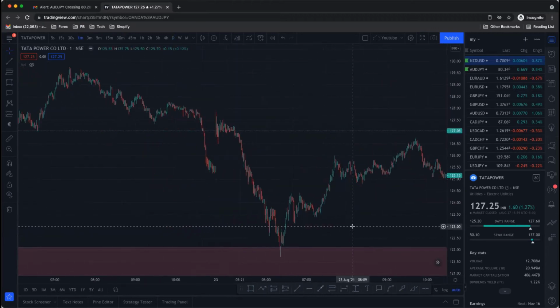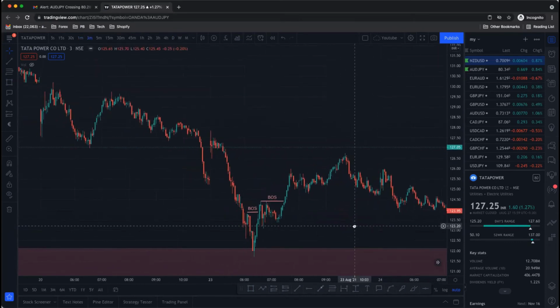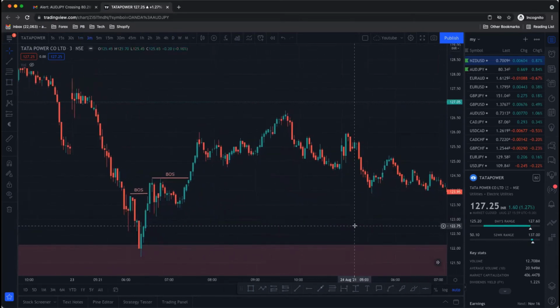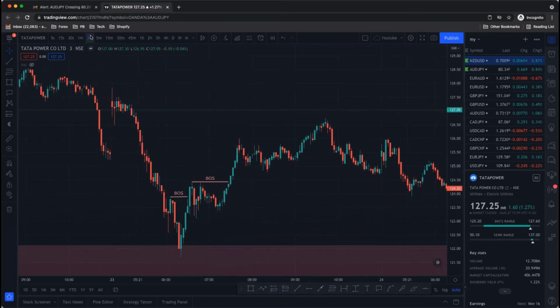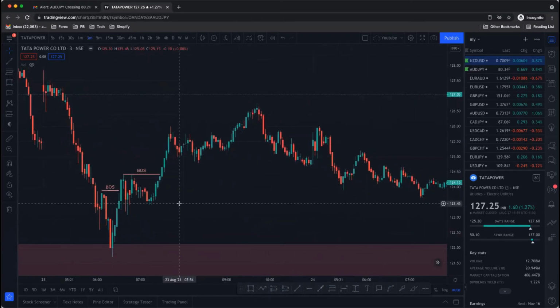Okay, so what do you see here, right? What do you see here? So we see one break of structure here, and we see another break of structure. So we see two breaks of structure on 3 minutes. You can go any time frame less than 5 minutes and confirm the trend here.